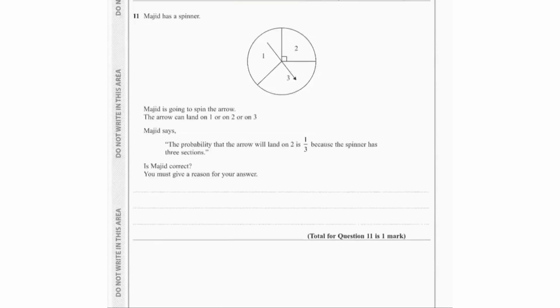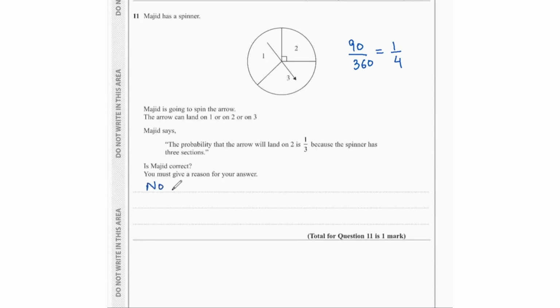Question 11 says, Majid has a spinner. Majid is going to spin the arrow. The arrow can land on 1 or on 2 or on 3. Majid says the probability that the arrow will land on 2 is 1/3 because the spinner has 3 sections. Is Majid correct? You must give reason for your answer. So if you look at the spinner, we can see that the angle for section 2 is 90. So the probability of getting a 2 would be 90 divided by 360, which is 1/4, which does not match with Majid's probability, which is 1/3.